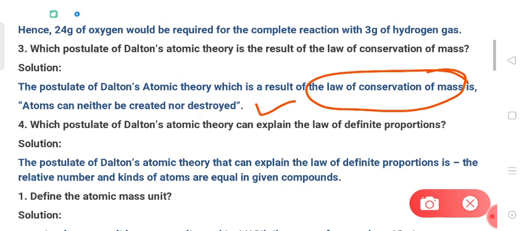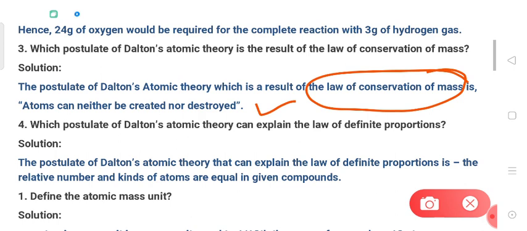This is because during the chemical reaction, the atoms of reactants do not get destroyed or change. Actually, the atoms just break the bonds between them and make new bonds, new combinations, so that new compounds or products are formed. So during a chemical reaction, there is no destruction of atom or creation of atom. Actually, the atom is neither created nor destroyed. So this is the postulate of Dalton's atomic theory, that is a result of the law of conservation of mass.